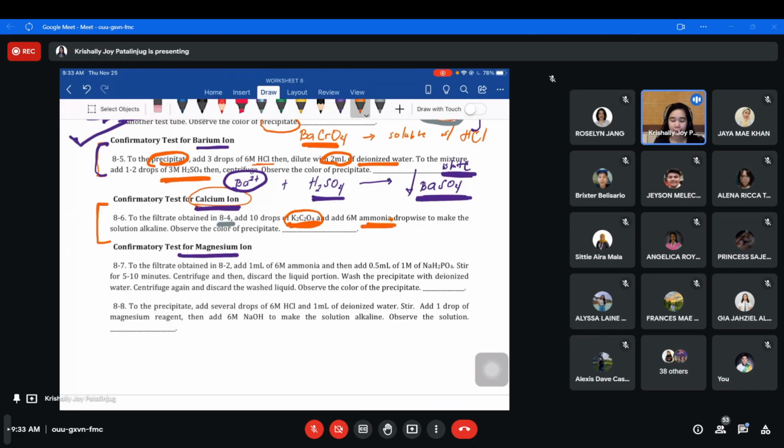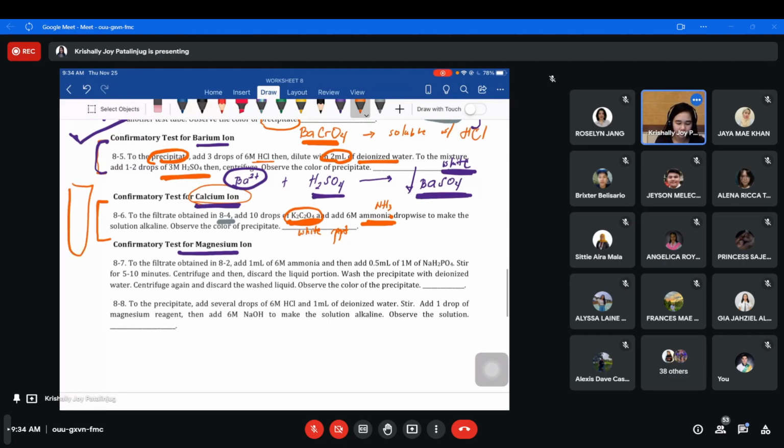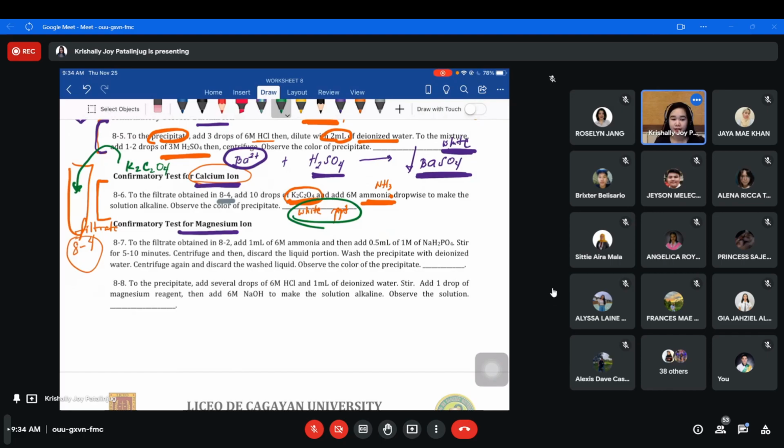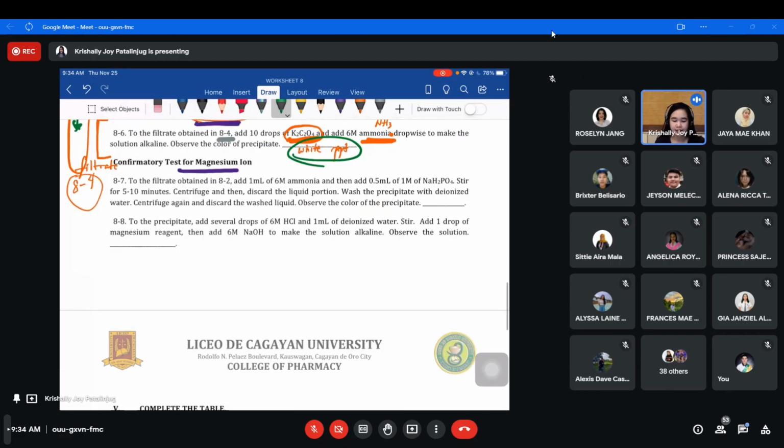This is in a basic environment, because ammonia is basic. So you will be observing a formation of precipitate. When a white precipitate forms upon adding potassium oxalate to the filtrate obtained from procedure 8-4, that is an indicator that calcium ion is present. So that is the confirmatory test for calcium ion. You will be observing that later in the video material.